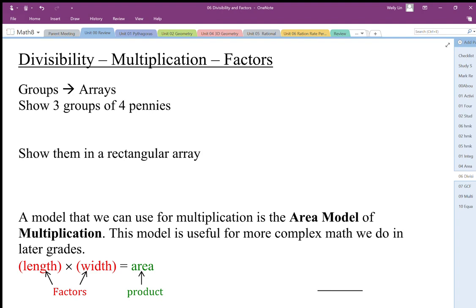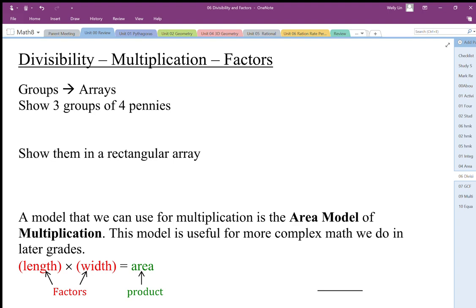In math, it's important to be able to express numbers in terms of multiplication, and also algebraic expressions in terms of multiplication. When we talk about multiplication, we're talking about factors. The pieces that make up the multiplication we call factors.